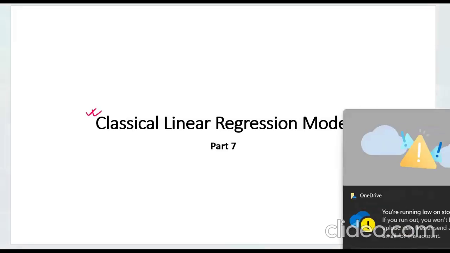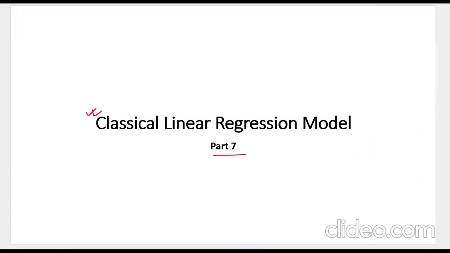So this is going to be part 7 of classical linear regression model analysis, where we will start with hypothesis testing. Particularly in this video, I will show you how to conduct a test for beta. Beta is the slope parameter of our classical linear regression model, that is the two variable linear regression model. So I'll discuss in detail how to conduct a test for beta.